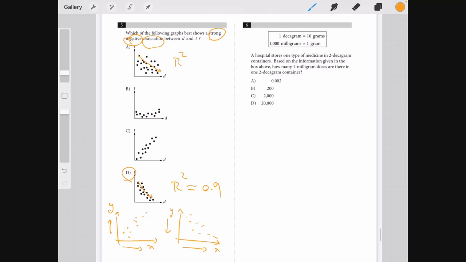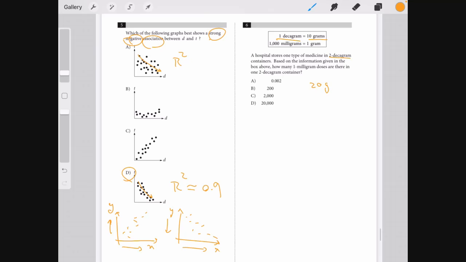A hospital stores one type of medicine in 2 decagram containers. Based on the information given in the box above, how many 1 milligram doses are there in one 2 decagram container? All right. So 2 decagram container. So first of all, 2 decagram is equal to 20 grams. Why? Because 1 decagram is 10 grams. So 2 decagram is going to be 20 grams.